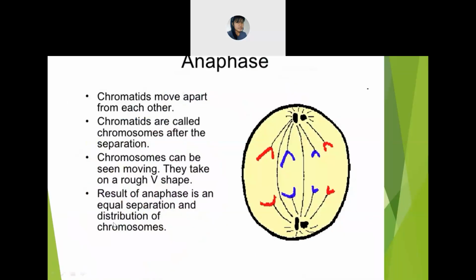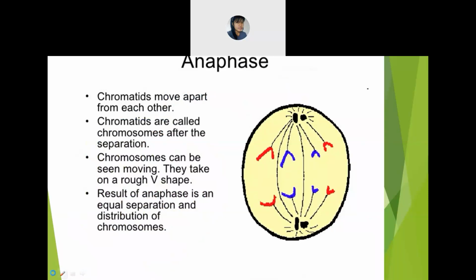Next is anaphase. So in the anaphase, what will happen? In the anaphase, the chromatids, all these are the chromatids. Chromatids are the single ones. When they come together, they are known as chromosomes. Understand? So the chromatids move apart from each other. So these are the chromatids, and they will move away from each other now.